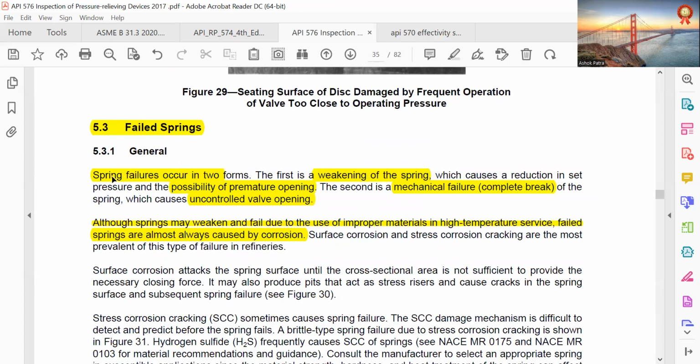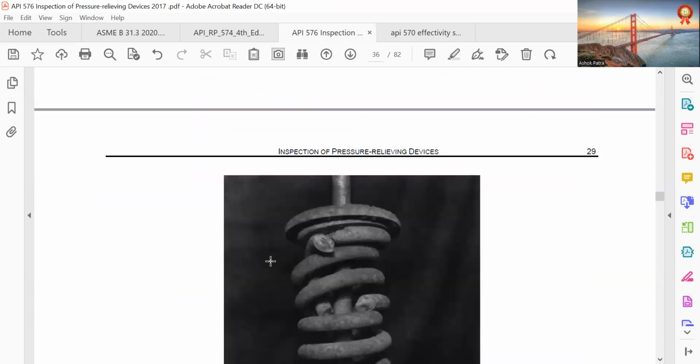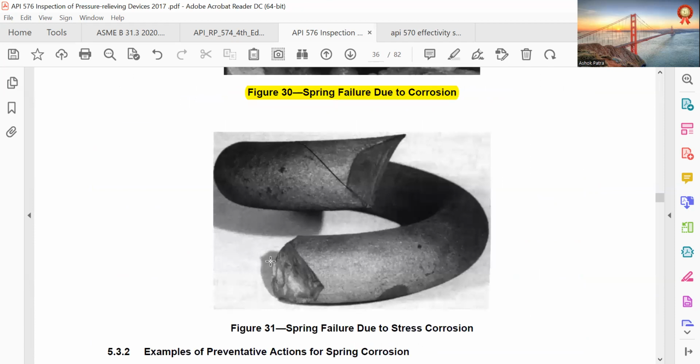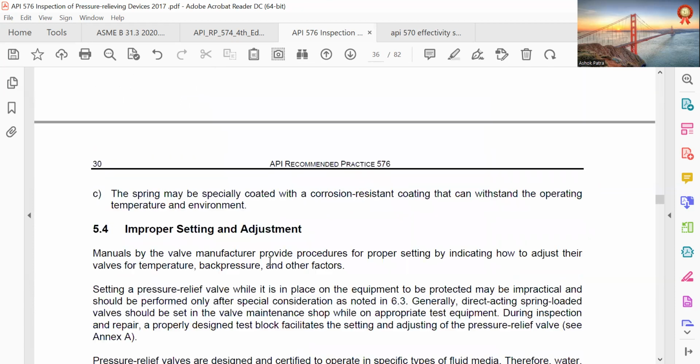Failed spring. General spring failure occurs in two forms. First, weakening of the spring, possibly causing premature opening. Second, mechanical failure, a complete break, causing uncontrolled valve opening. The spring may be weakened and fail due to the use of improper material in high temperature service. Failed springs are almost always caused by corrosion. Spring failure due to corrosion, due to stress corrosion.